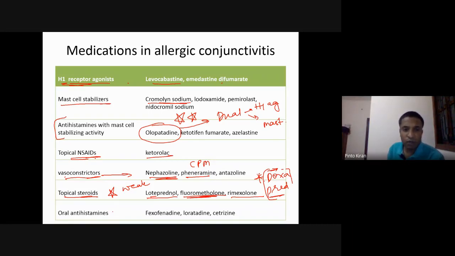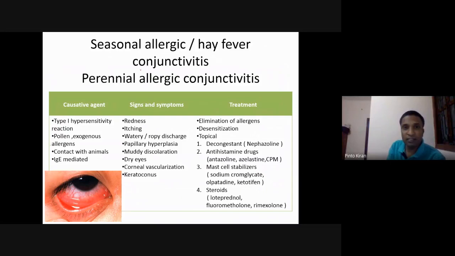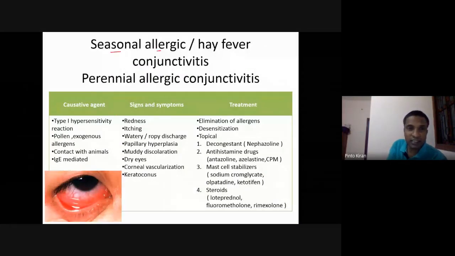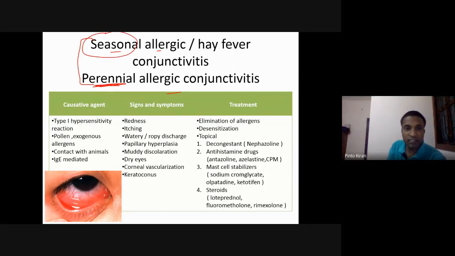Along with that, we give oral antihistaminics like fexofenadine, loratadine, and cetirizine. So if you know the concept, what is the cause for an allergic reaction, and if you know the drugs, it is easy to answer any kind of questions. As I told you in the beginning, seasonal allergic conjunctivitis or perennial allergic conjunctivitis has the same clinical picture. Only thing is, this is only seasonal, but this is throughout the year. This is a type 1 hypersensitivity reaction. All allergic conjunctivitis are type 1 reactions.